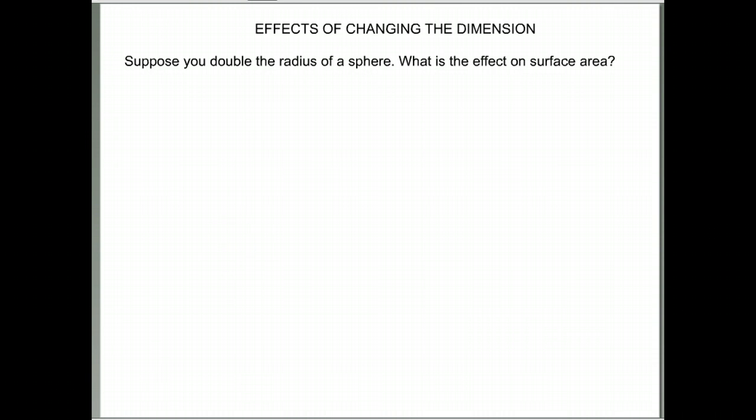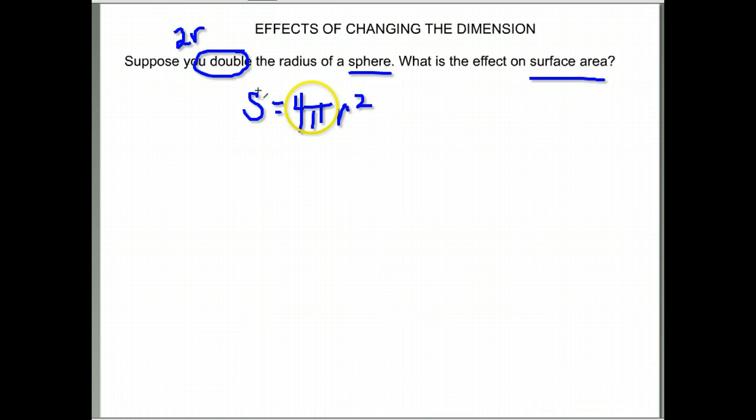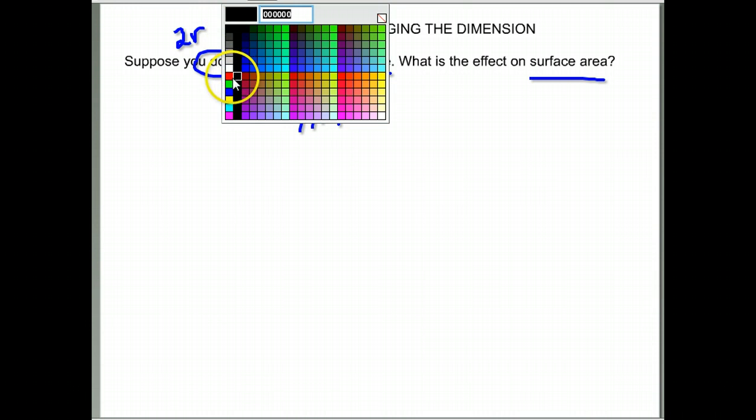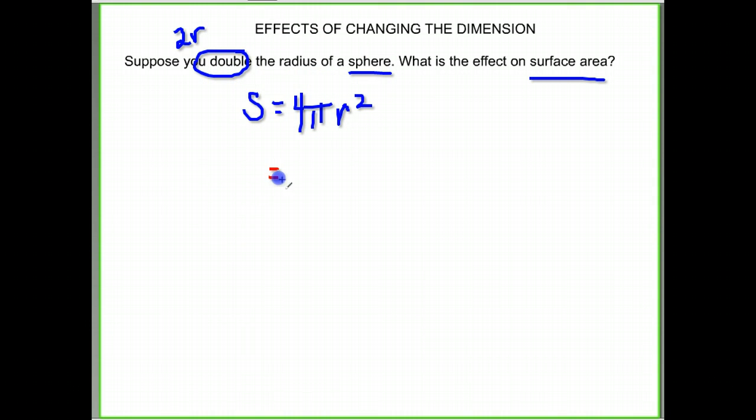All right, let's try one more of those. Suppose you double the radius. What would the effect be on the surface area? So try that out. Maybe pause, try it out, and then push play and see if you're right. So again, we're dealing with surface area of a sphere. Our formula is surface area equals 4 times pi times the radius squared. If we double the radius, that means to take something times 2. So instead of r, we have 2r. Let's see what happens to our formula if we replace our r with a 2r.